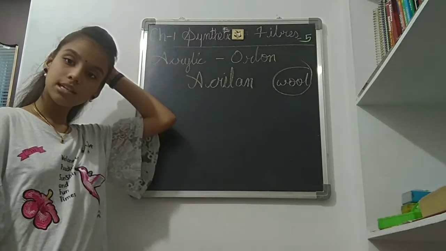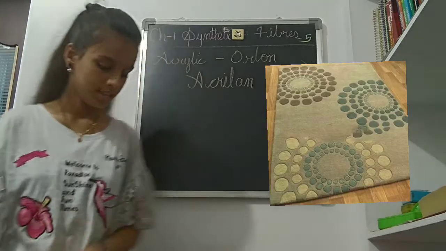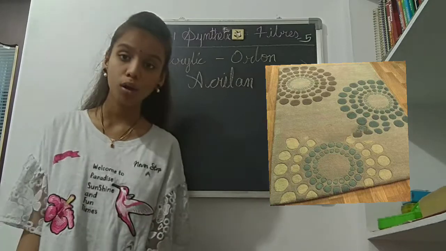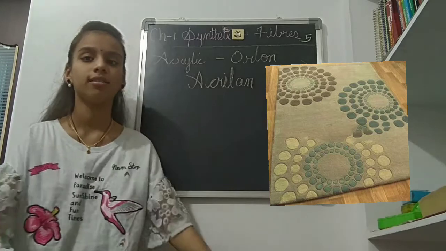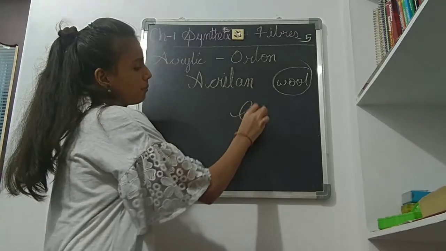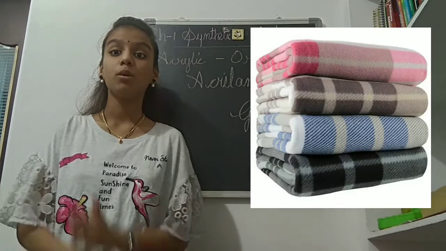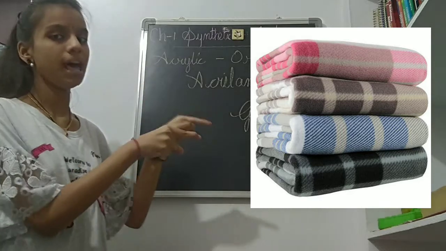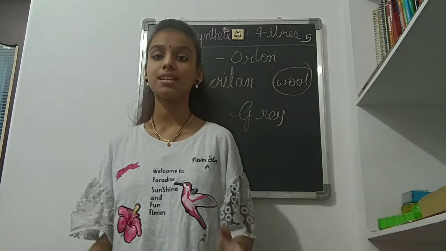And shawls. See, this is a shawl. And carpets we walk on, no? To be warm in cold seasons, when we walk, it will be warm for us even without wearing socks. We can walk on that carpet. Gray color carpet. Which color, friends? Gray. Blankets. To feel warm, we keep blankets and sleep. So this is the blanket. Folded blanket.